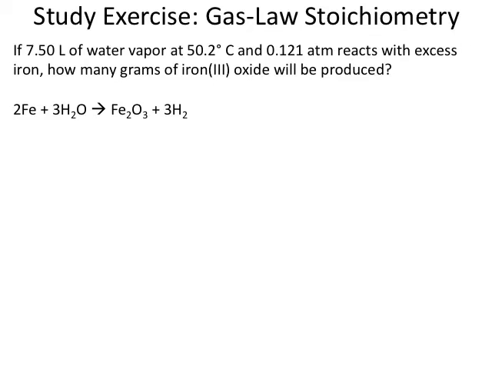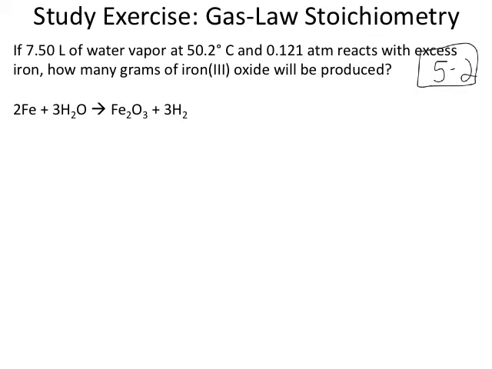This is problem 5.2. In this problem, it says if 7.50 liters of water vapor at 50.2 degrees Celsius and 0.121 atmosphere reacts with excess iron, how many grams of iron 3 oxide will be produced? Now, I love it when I see excess iron because that tells me I don't have to do a limiting reagent and figure out how many grams or moles of the product are going to be formed. So it saves me a good 5 minutes.